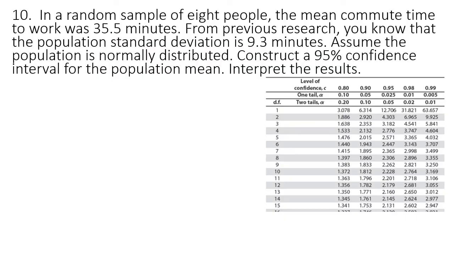This question has a similar setup. We've still got 8 people with an average of 35.5 minutes, but now we know a population standard deviation. So we're actually not going to use this t-distribution at all because it tells us the population standard deviation. And so we're going to use that one.